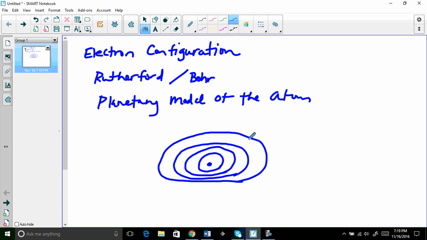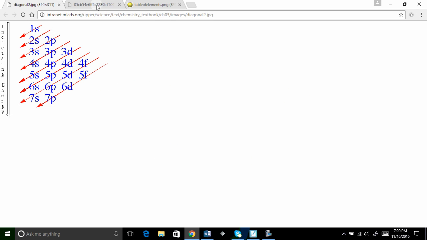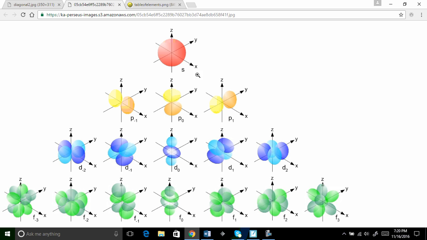The difference is that the solar system is much simpler because all of the orbits are the same shape, they're ellipses, and it's two-dimensional. So all of the planets are orbiting the sun in the same two-dimensional plane. What actually happens in a real atom, and so I'm going to come down here and show you the pictures. These are the orbitals.